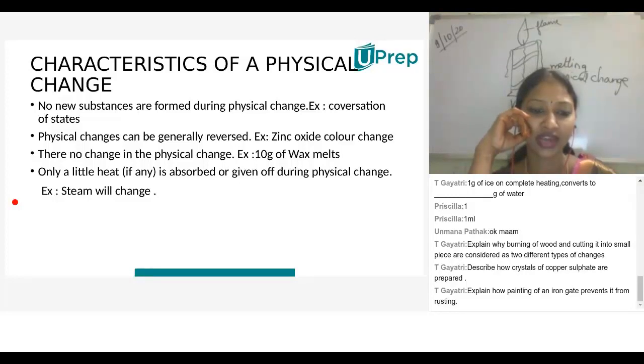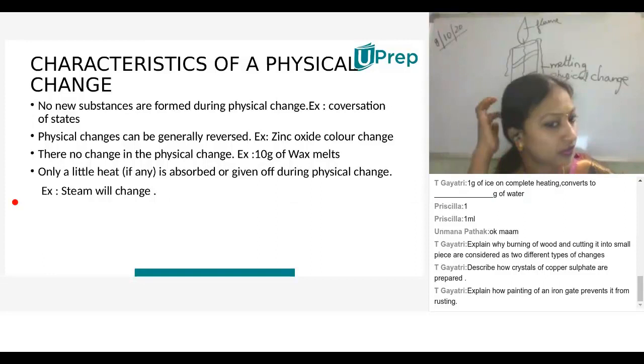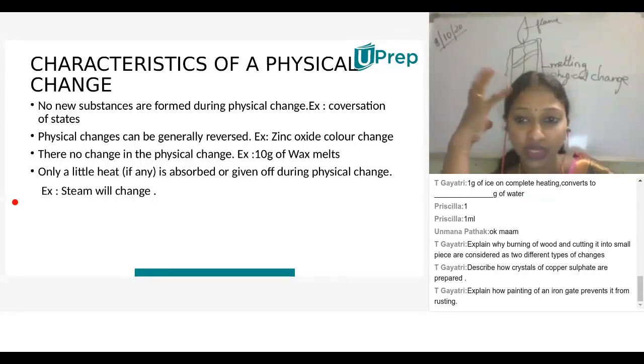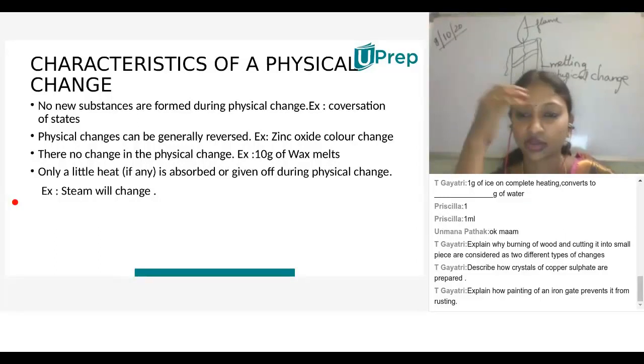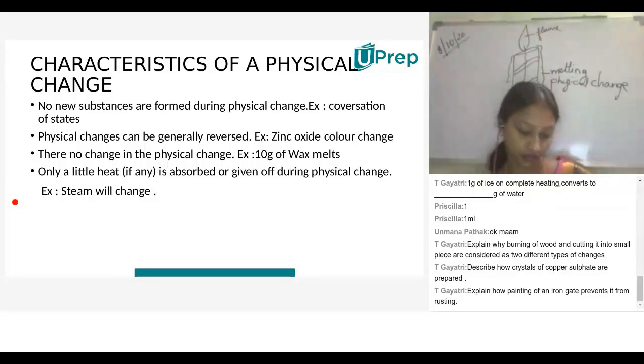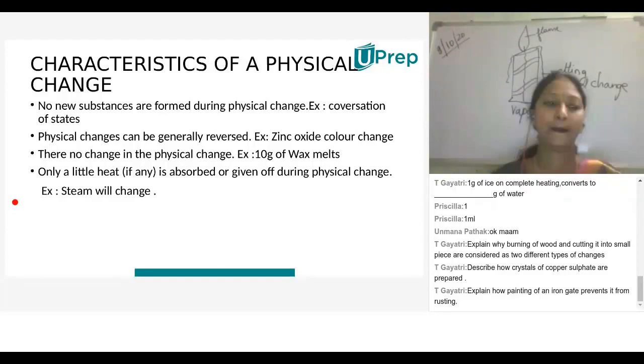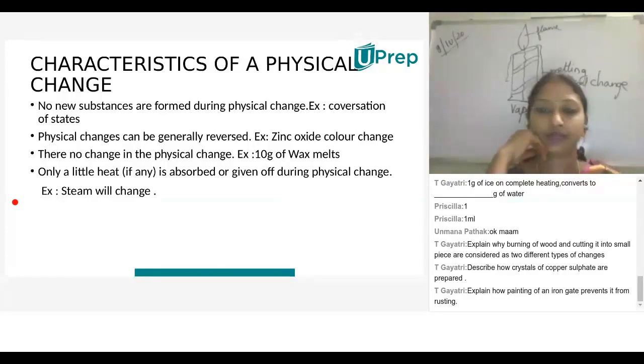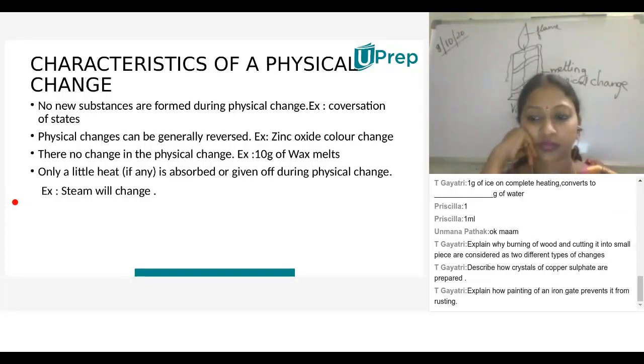Explain how painting of an iron gate prevents it from rusting. Yes, ma'am. I want a spontaneous answer. What is present in your mind, I want that. Rusting of iron happens when it comes in contact with air or moisture. So by painting the iron gate, we prevent the contact of water and air with iron, ma'am. Because paint has oil present in it, which forms a protective layer around the surface of the iron, which prevents air or water from coming into contact with iron.